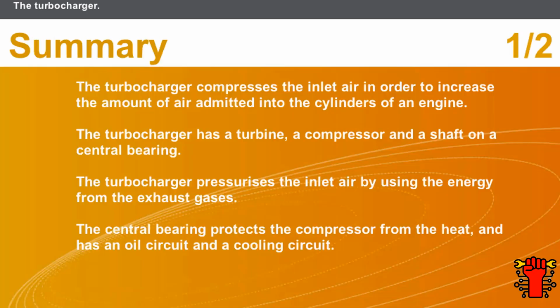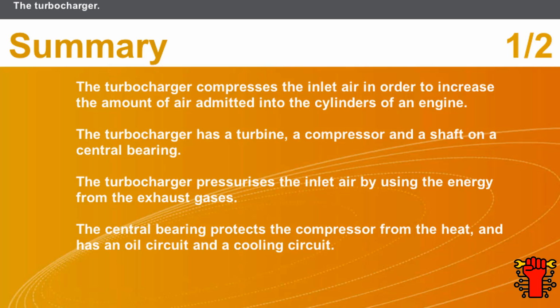In this section, we covered the following points. The turbocharger compresses the inlet air in order to increase the amount of air admitted into the cylinders of an engine. The turbocharger has a turbine, a compressor, and a shaft on a central bearing. The turbocharger pressurizes the inlet air by using the energy from the exhaust gases.